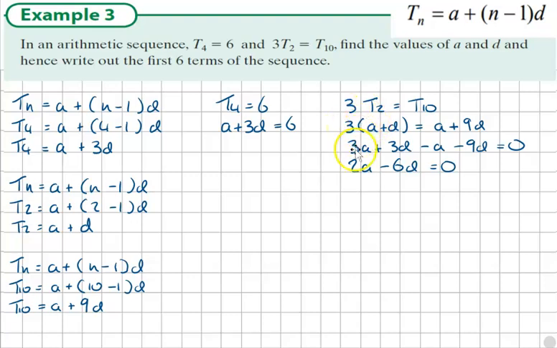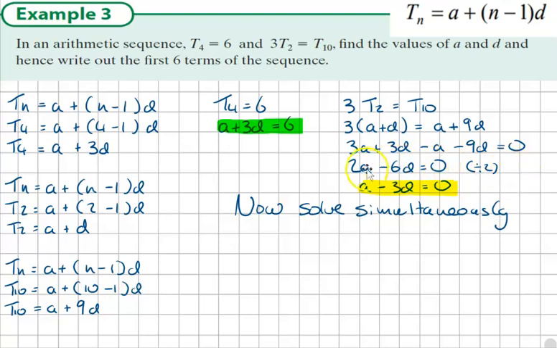So 3 times a is 3a, 3 times d is 3d. And then we're going to bring the a across the equal sign, becomes minus a. And then plus 9d comes across the equal sign, becomes minus 9d. That's equal to 0. So we have 3a minus a is 2a, and 3d minus 9d is minus 6d. And that's all equal to 0. So we just simplified.